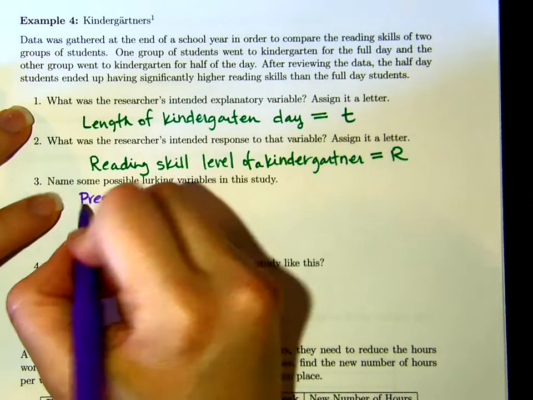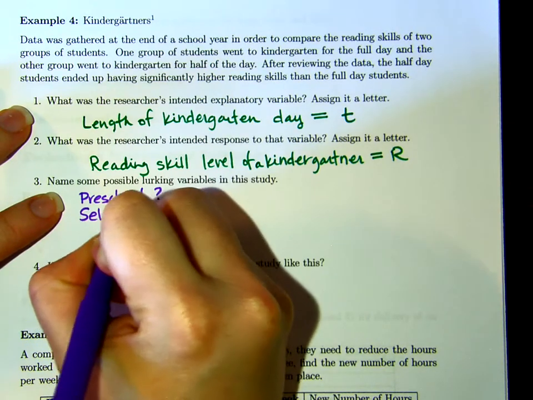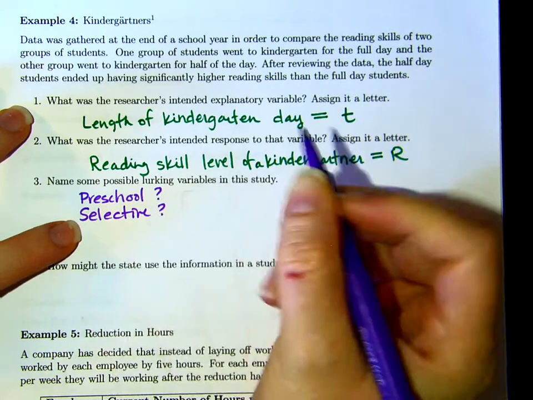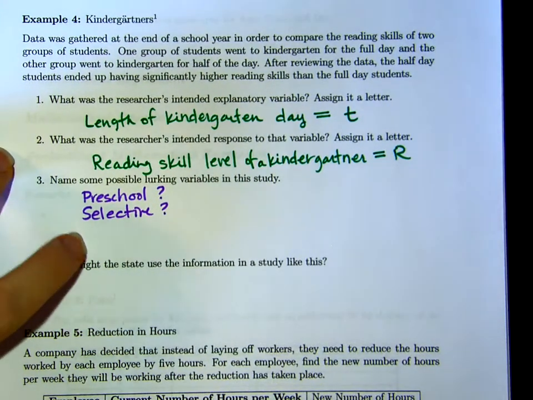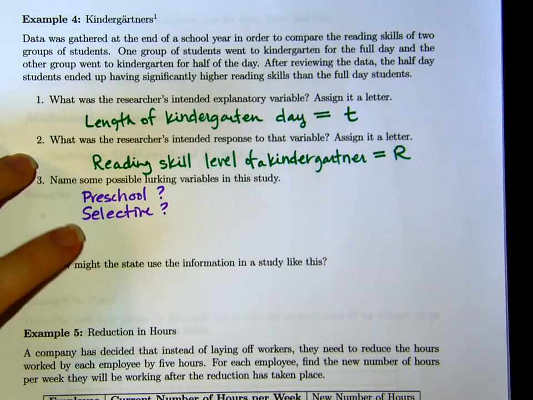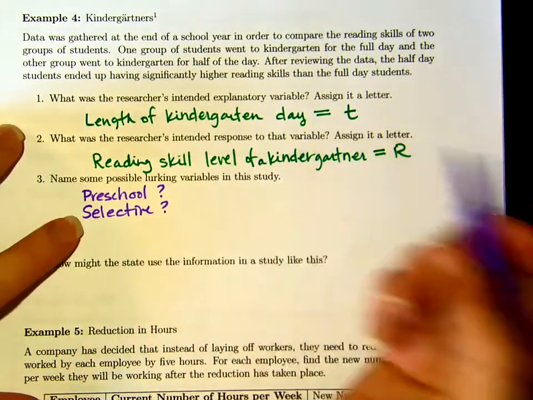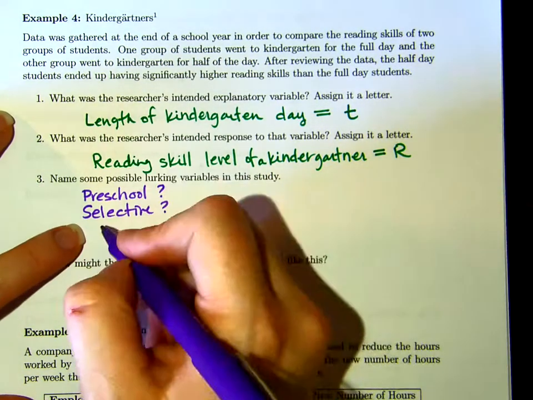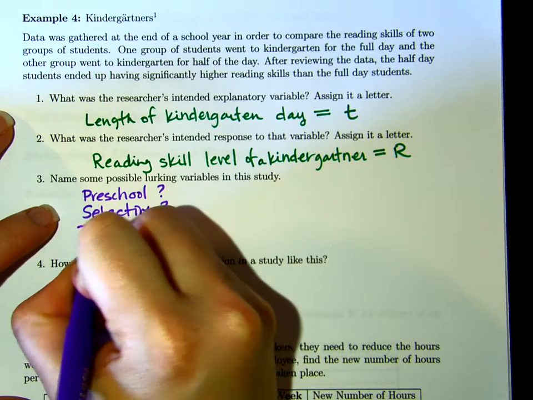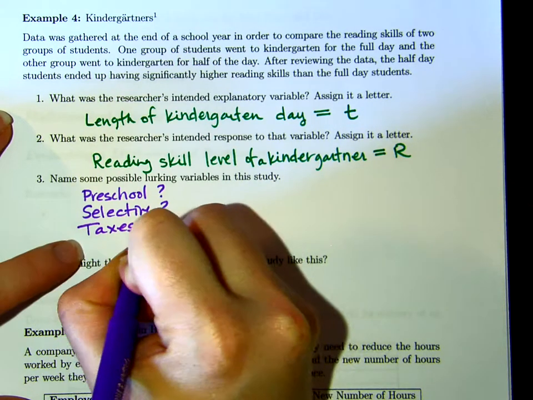And when I say selective, I'm asking, is that a private school that you had to get into? So that could definitely change the outcomes of reading skill levels. Another one is, I would say, economic status. So perhaps, okay, taxes, right?